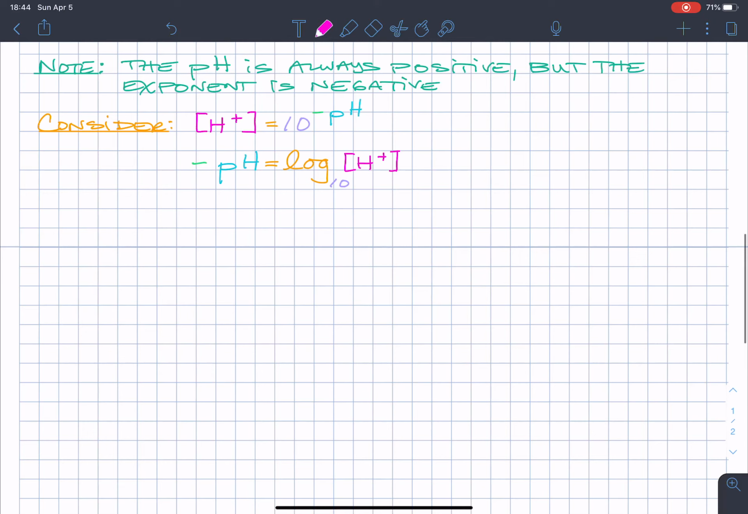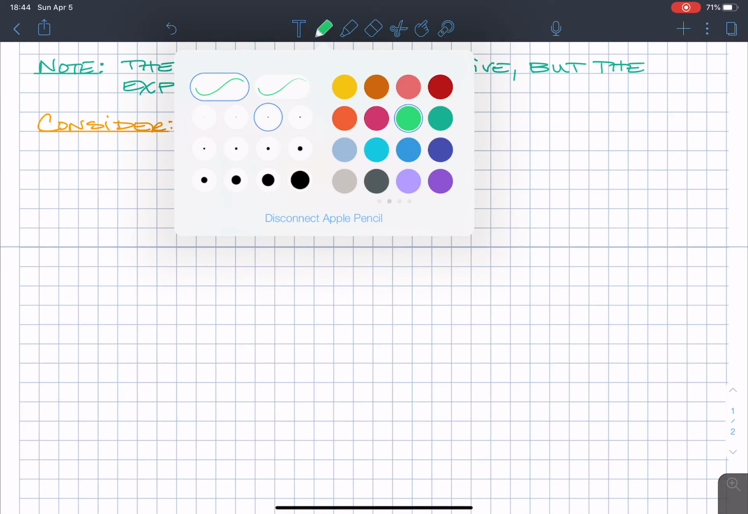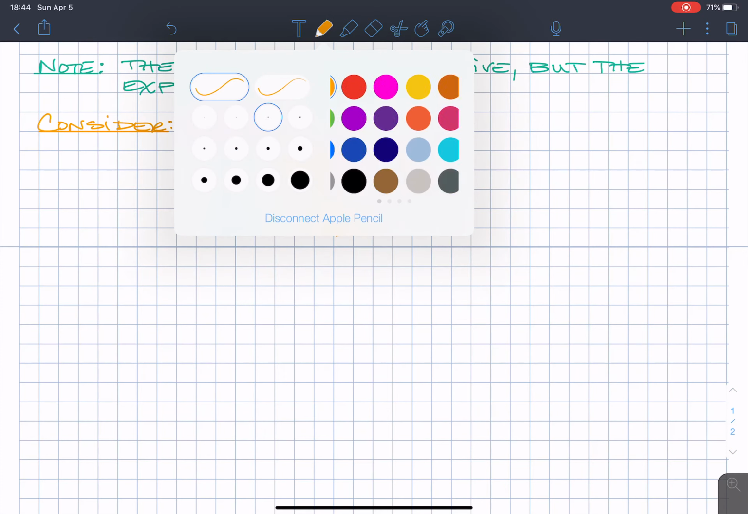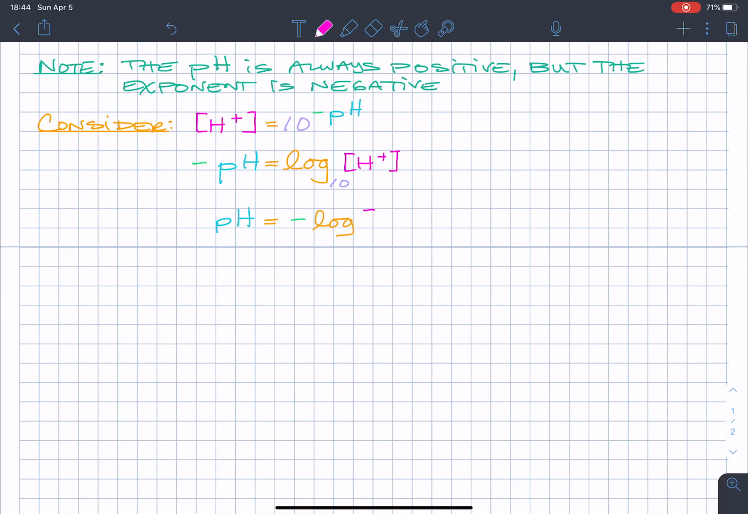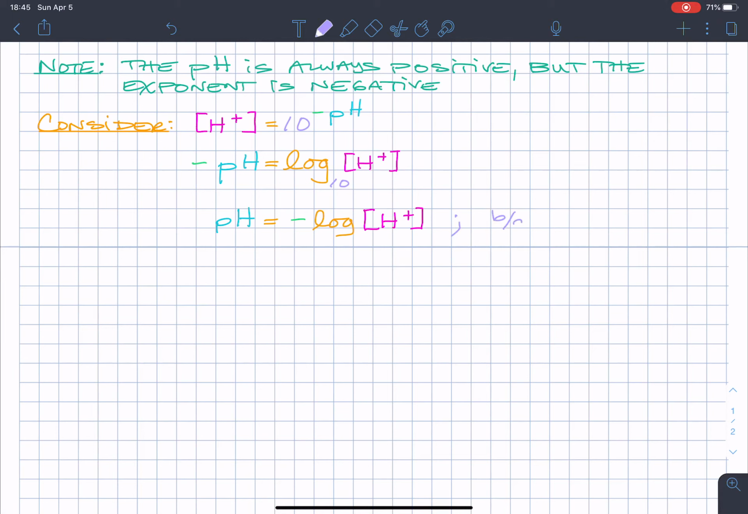Okay, but I want to solve for pH. So I'm going to do two things at once. I'm going to put the negative on the other side of the equation, which I can do. So pH is going to be the negative of common log of the hydrogen concentration, H plus. So remember, I can get rid of the base 10, because base equals 10, it's common. I don't need to write it.